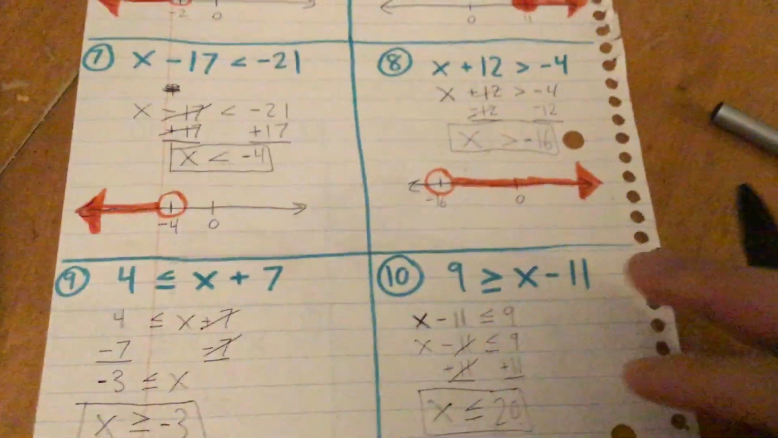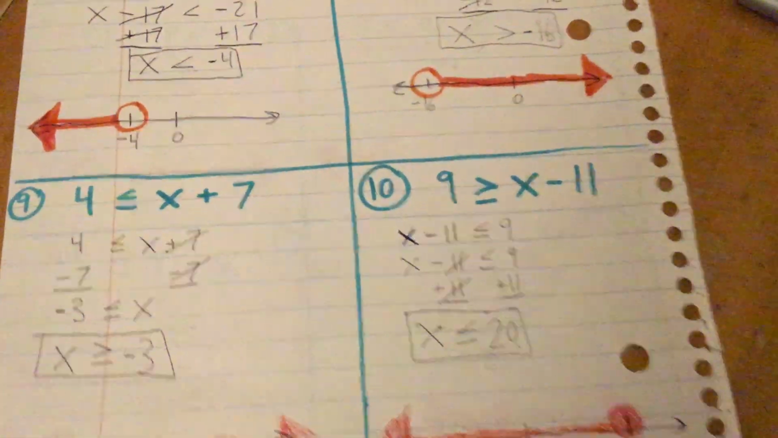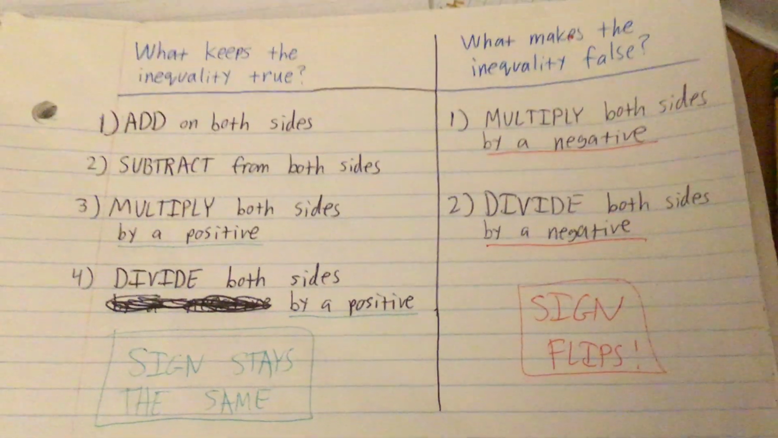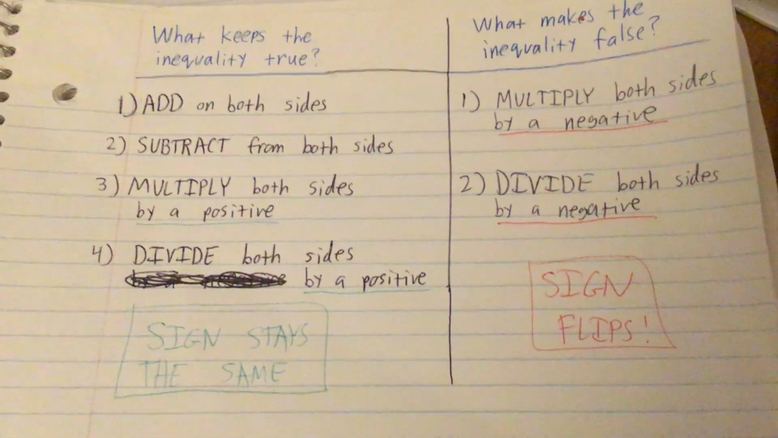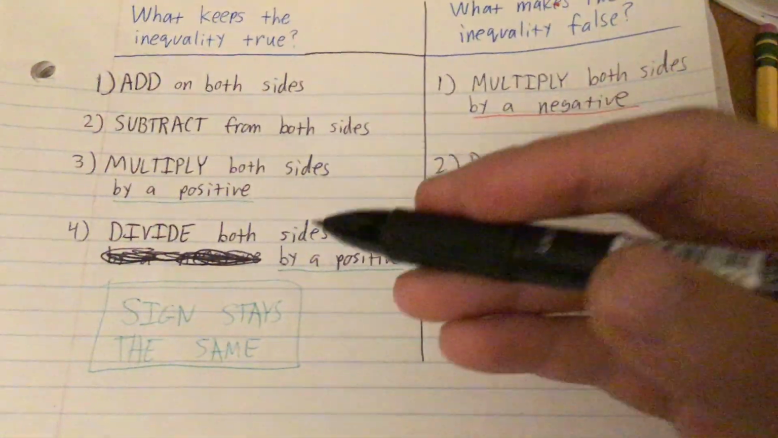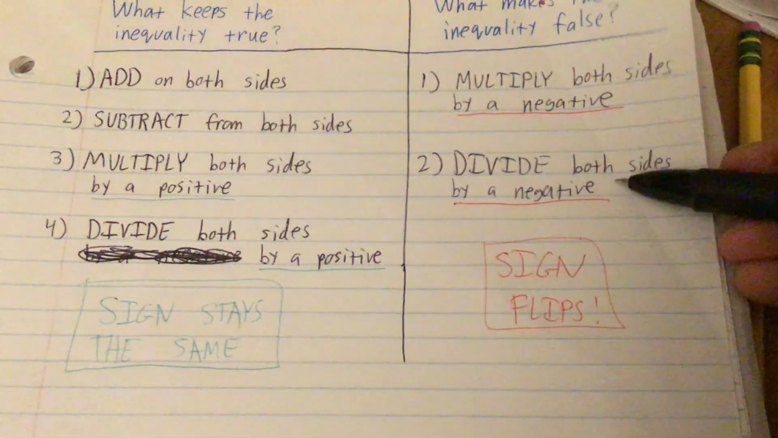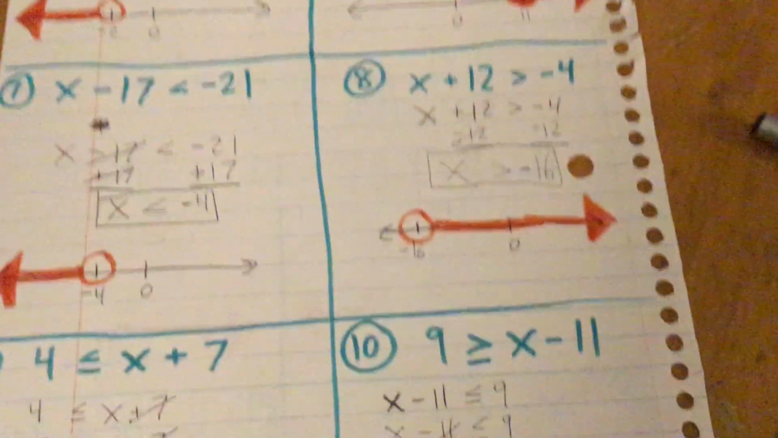Okay, so in the next video, we'll be doing problems with multiplication. Be careful, because in order to undo multiplication, we need to divide. Be careful whether we divide both sides by a positive or both sides by a negative. That'll be in the next video.